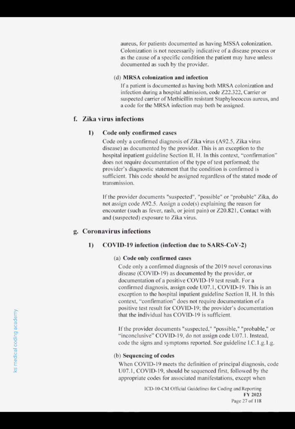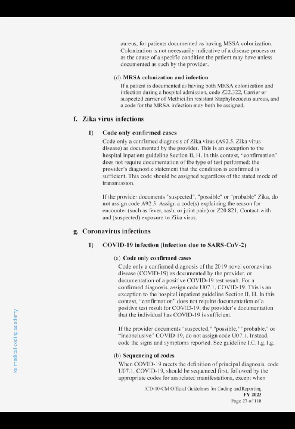D. MRSA colonization and infection. If a patient is documented as having both MRSA colonization and infection during a hospital admission, code Z22.322, carrier or suspected carrier of methicillin-resistant Staphylococcus aureus, and a code for the MRSA infection may both be assigned.